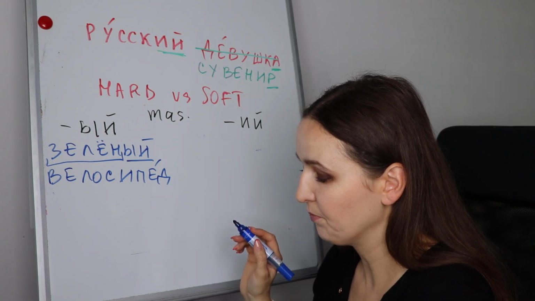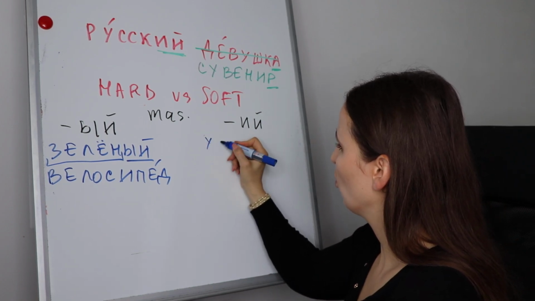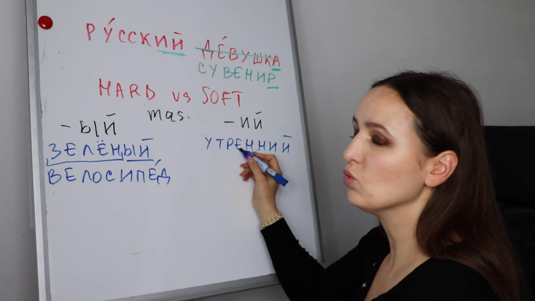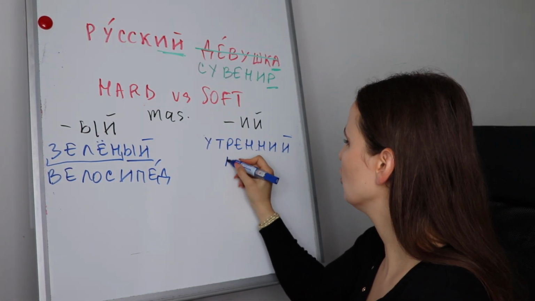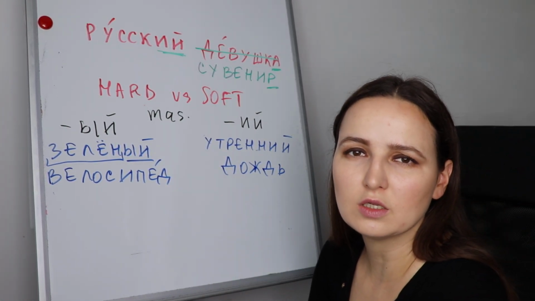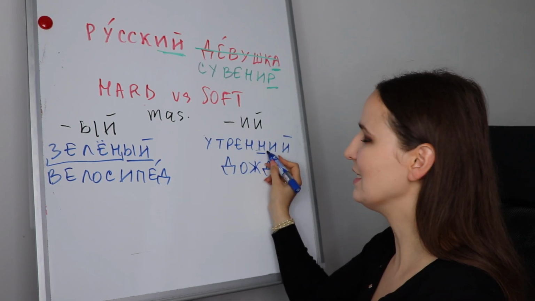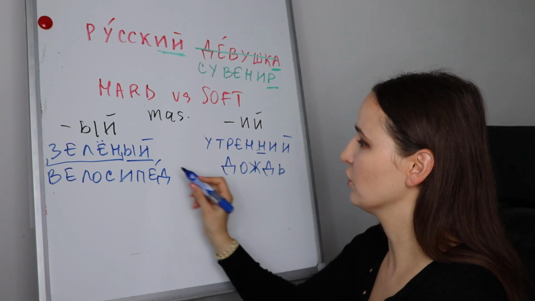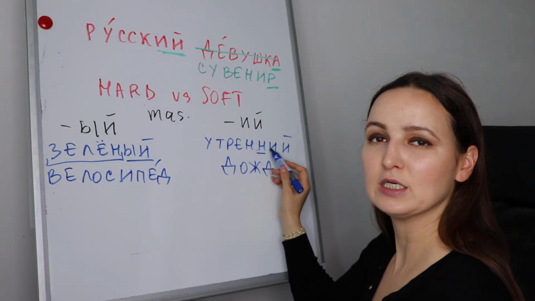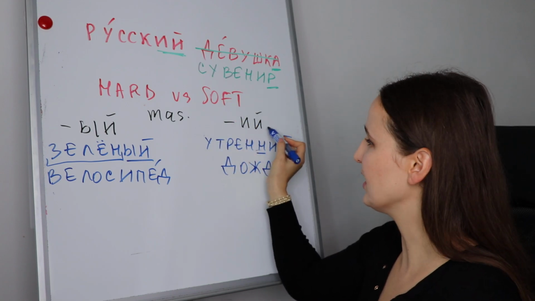And it is утренний дождь. Morning rain. Утренний, soft. Дождь. Утренний дождь. Morning rain. So N here is soft, so we will use the ending ий.